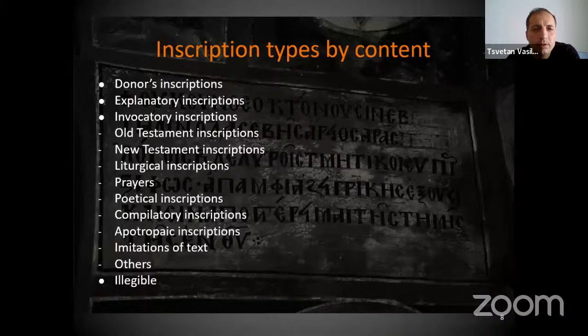Here you can see one classification by content. For instance, donors inscriptions. These are the historical inscriptions. They're very important because they show us the main information about when the church was built, or when the painters finished their work, and who are the painters. Also, we have explanatory inscriptions, which means that these are inscriptions written next to the scene, and they're telling us what is the scene exactly.